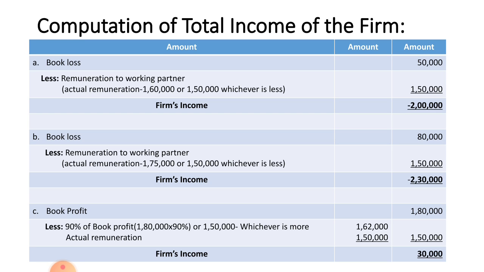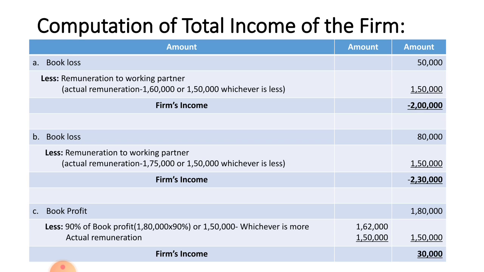See here, book loss 80,000. From that you have to deduct remuneration to working partners, that is, actual remuneration 1,75,000 or 1,50,000, whichever is less you have to consider. Here 1,50,000 is less because actual remuneration paid is 1,75,000. So you have to consider 1,50,000.